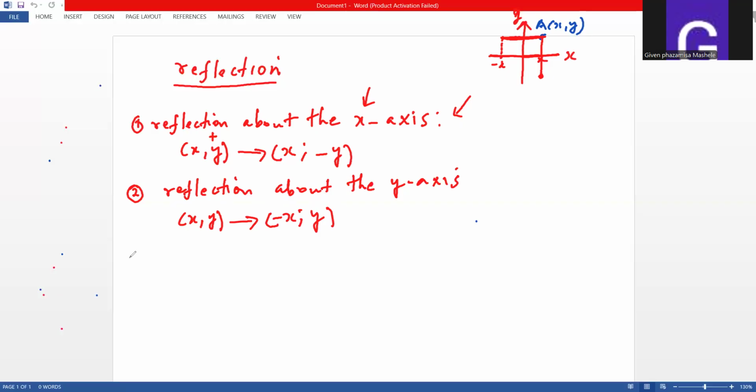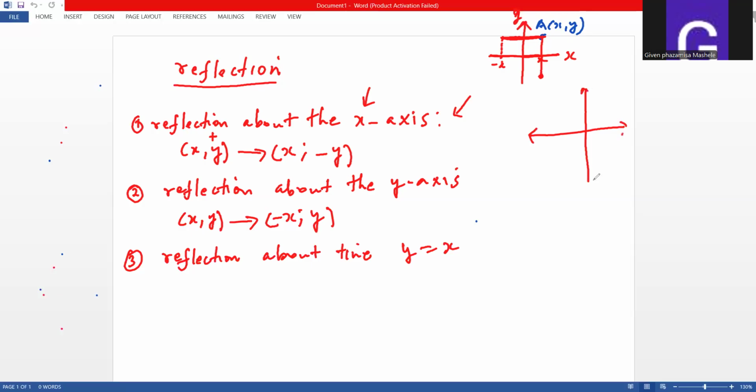Then you also have another one, which is called reflection about the line y equals x. What is this line y equals x? If I draw my Cartesian plane, this is the y-axis and this is the x-axis, then the line y equals x is this one. It is the one that we actually use when we are determining the inverse of a function.